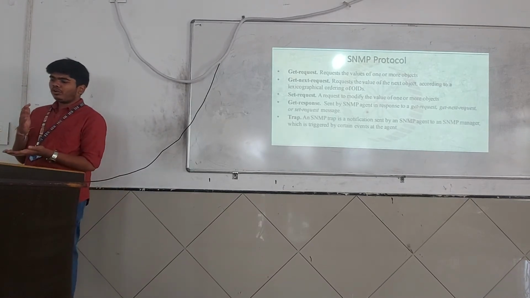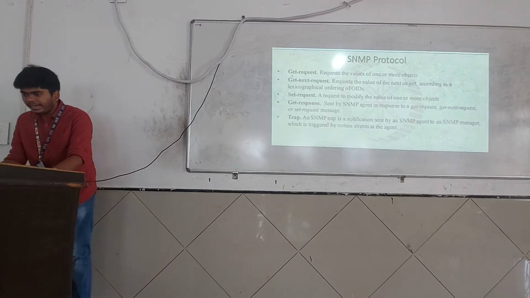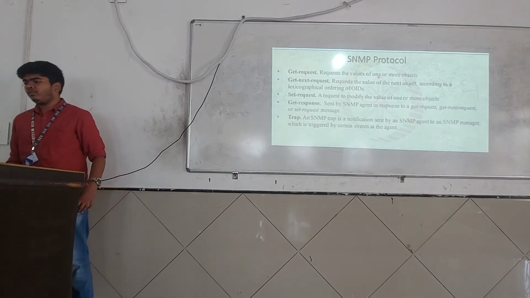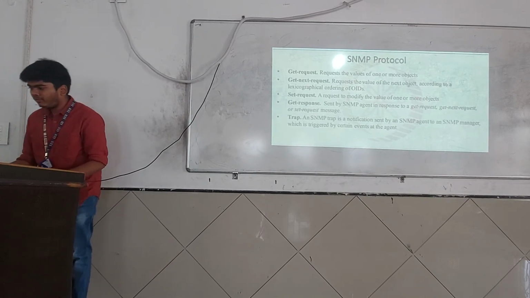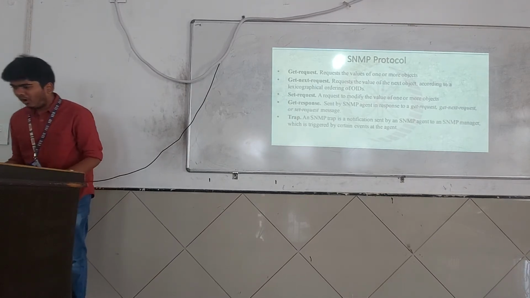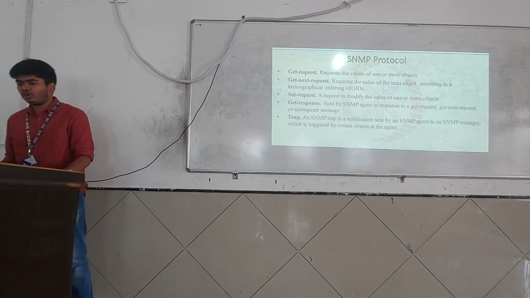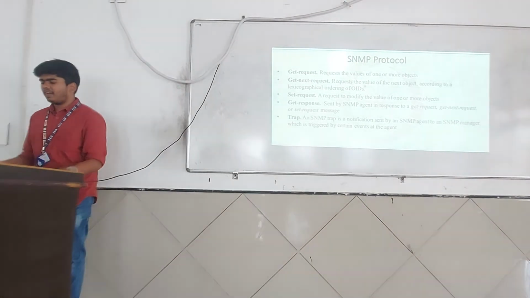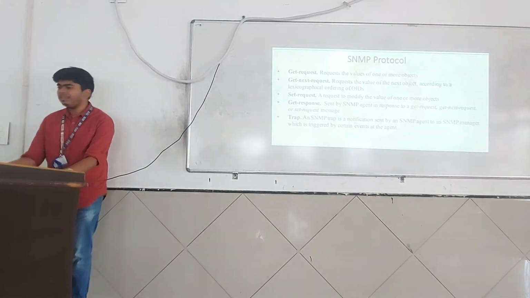And then we can see the SNMP protocol. The SNMP protocol gives five codes: get request, get next request, set request, get response, and trap. Get request is a request for the value of one or more objects, and get next request is a request for the value of the next object according to the ordering of OIDs. Set request is a request to modify the values of one or more objects, and get response is, if the queue is free, it will ask for the response from that particular server. And trap is triggered by certain events at the agent.